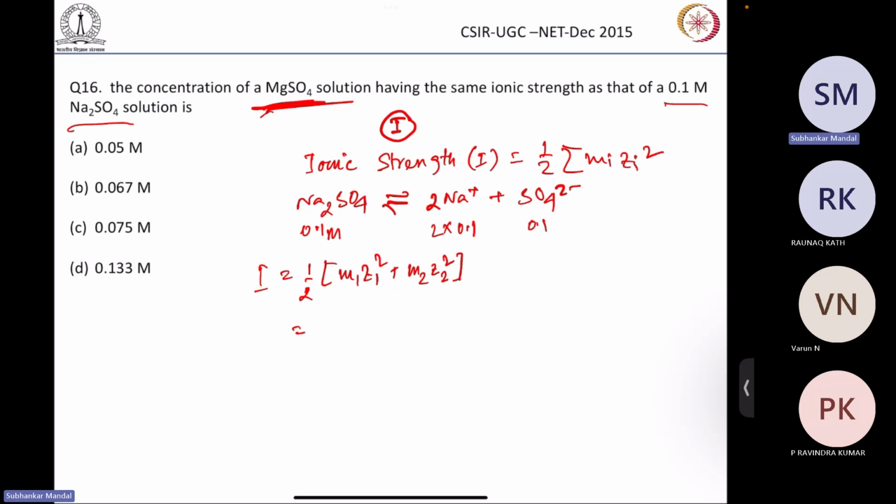Okay, half of, suppose this is for cation, this is for anion. Okay, so for cation m1 is 2 into 0.1, so 0.2 into 1 square plus m2 0.1 into minus 2 square, so half of 0.2 plus 0.4, that is 0.3. Sorry.